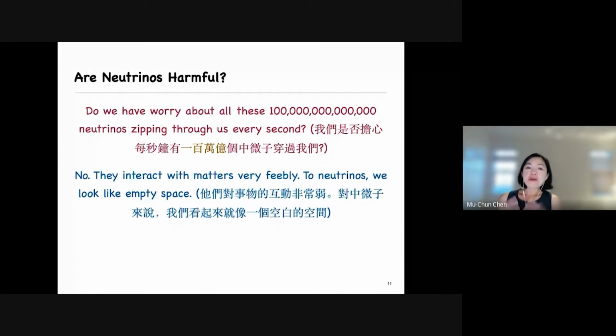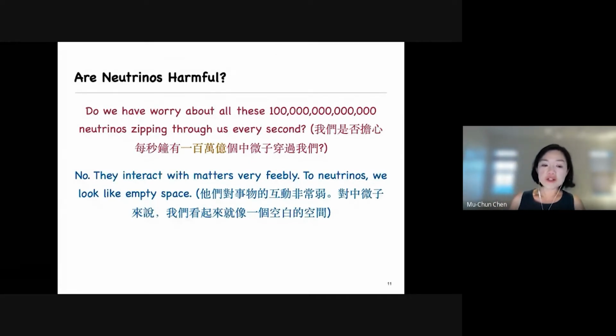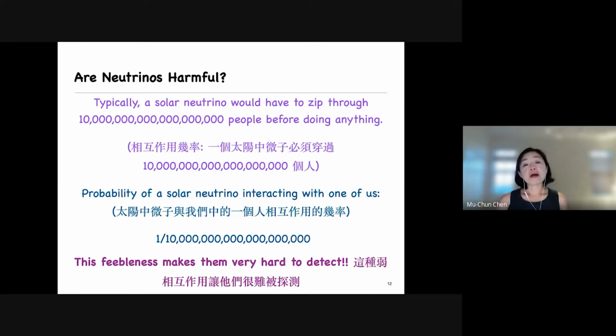Right. So you may wonder, we have so many neutrinos passing through us. Do we have to worry about being harmed by the neutrinos? The answer is no. And the reason is that neutrinos interact with matter very feebly. So to neutrinos, we are just like empty space, and they're just passing through us without interacting. So typically, one solar neutrino would have to go through 10 to the 19 people before it can do anything.